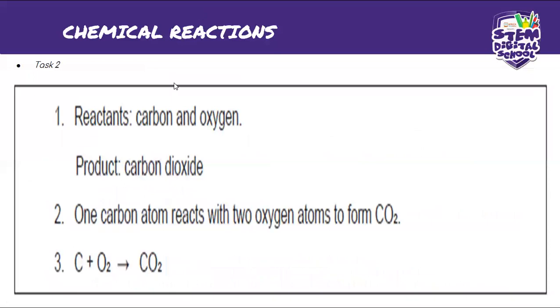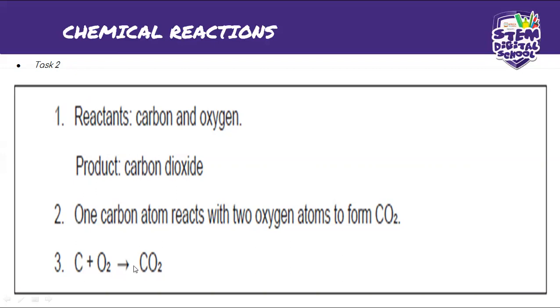Now, if you did your activity, your answer should be something like this. So we have reactants giving us carbon dioxide. You can see from the equation that the reactants will be carbon and oxygen. Then our product will be what? Carbon dioxide. Then number 2: one carbon atom reacts with what? 2 oxygen atoms to form what? Carbon dioxide. And then the equation here: we are supposed to get carbon plus oxygen to give us carbon dioxide.